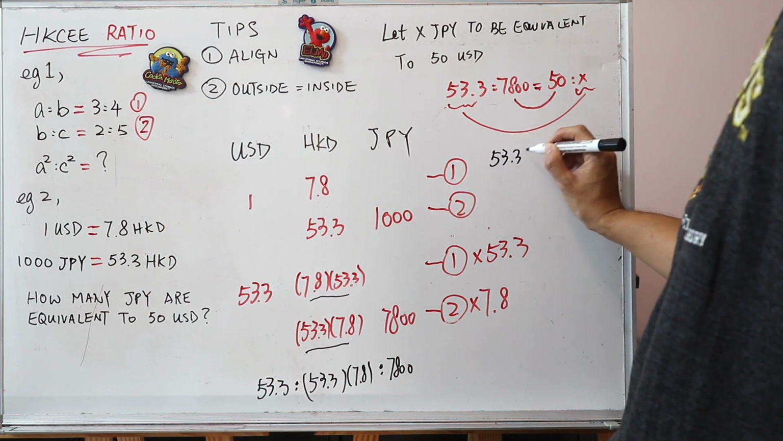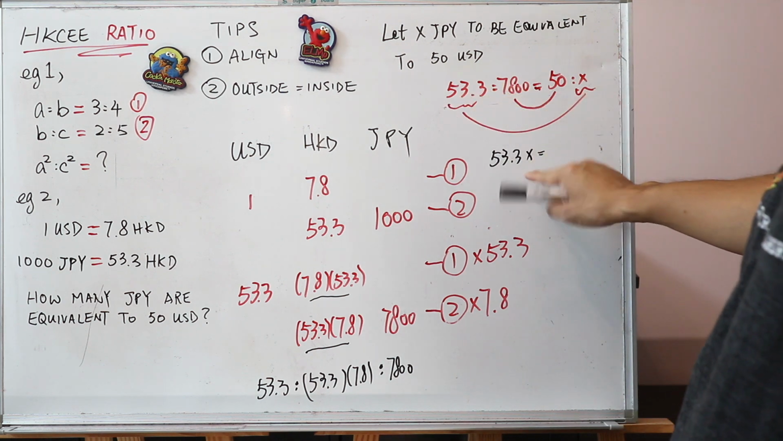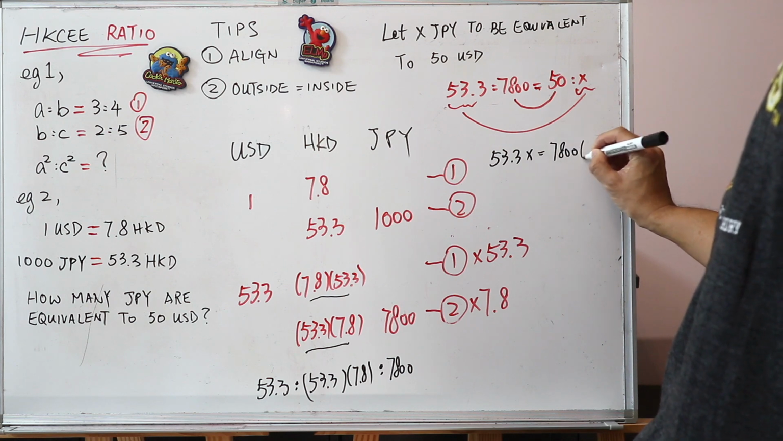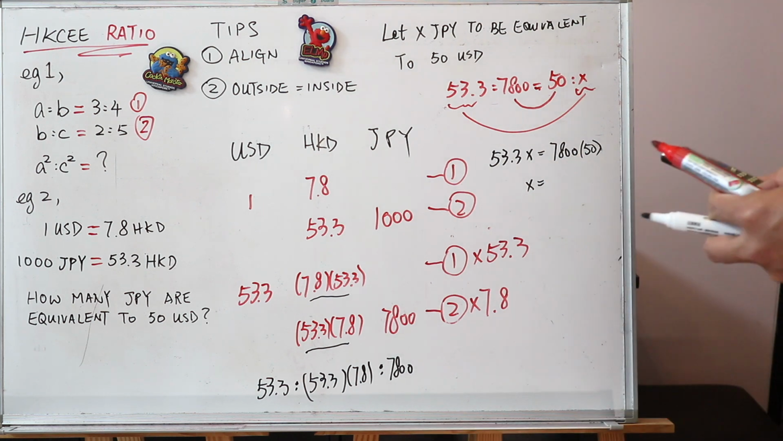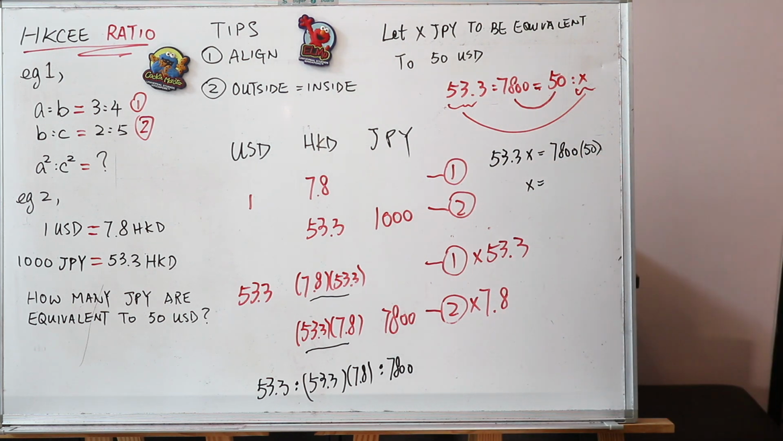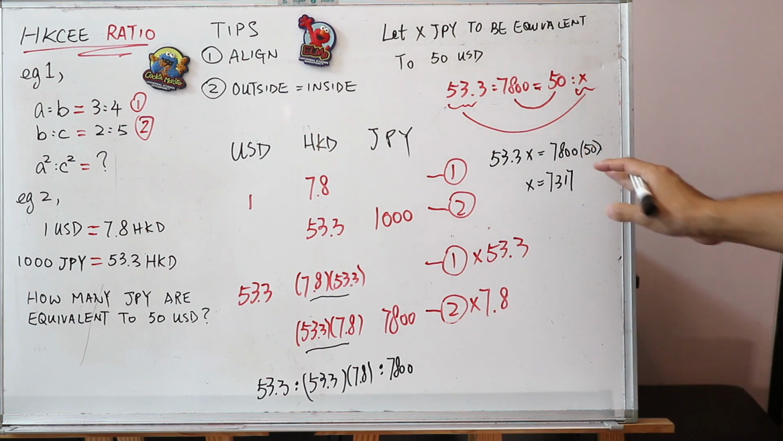So 53.3 times X, which are the outside numbers multiplied together, is equal to 7,800 times 50. Okay, so now we solve for X, which is equal to 7,317. Okay, and that's your answer.